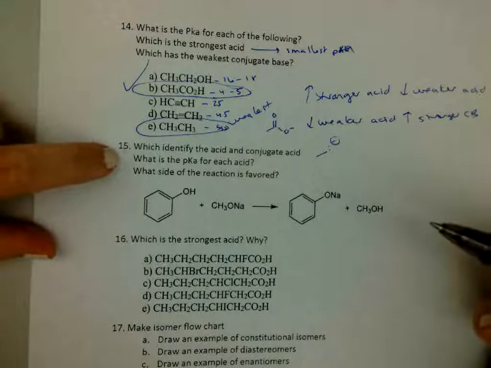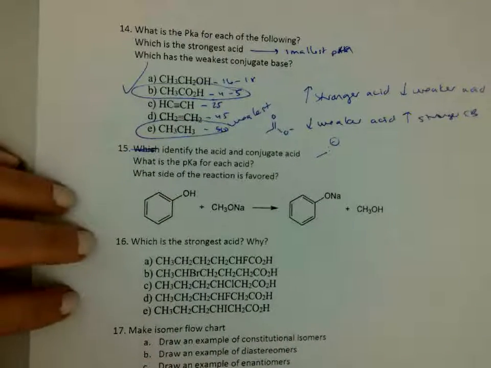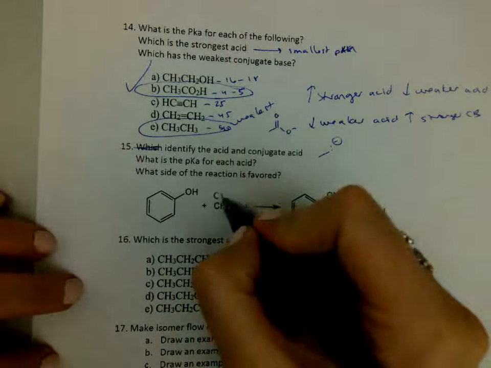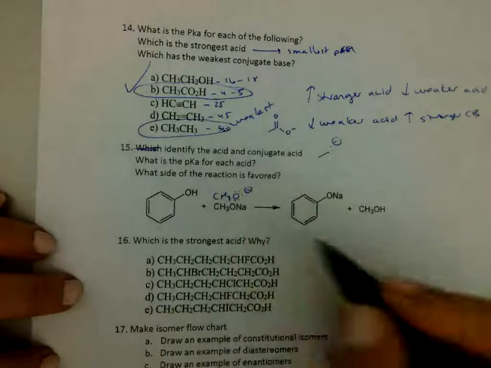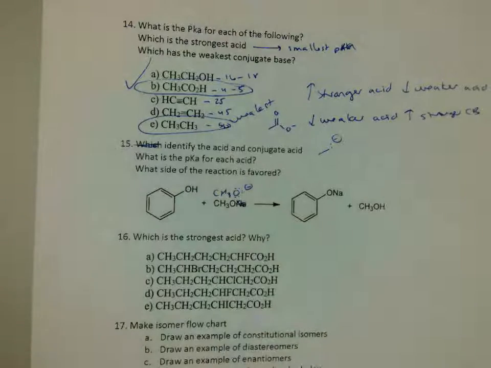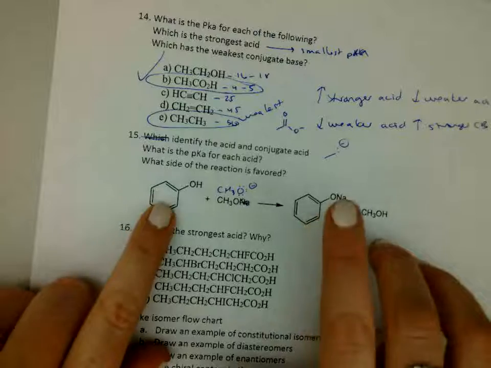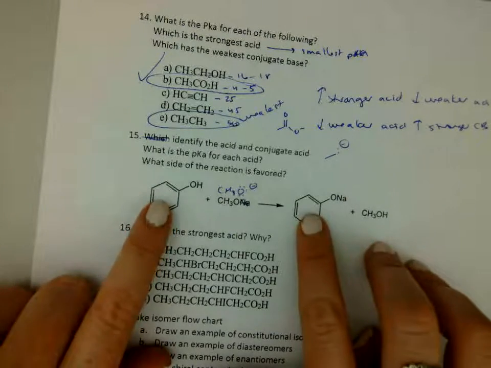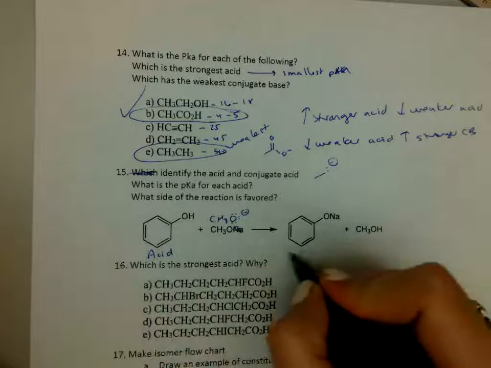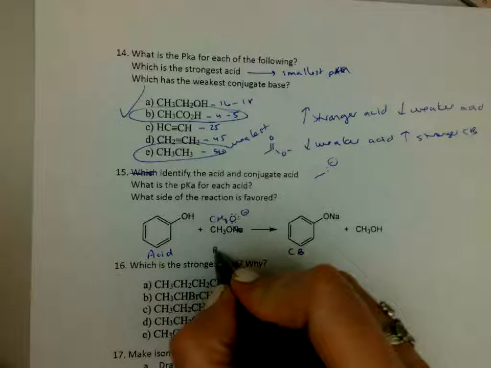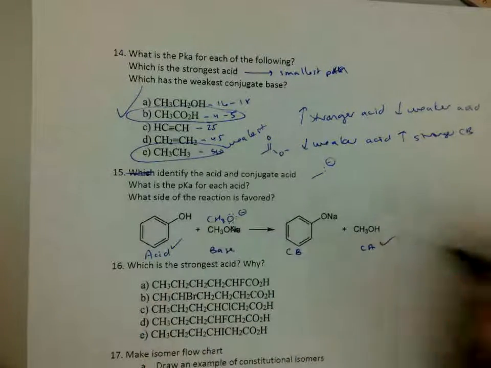Okay, now I think I just meant to say identify the acid and conjugate acid. Okay, well, typically if something's negatively charged, that's going to be your base. And if you have a positive counterion, then that's negatively charged. But also you can look at the transformation. So this benzene went from being OH to being O minus. So that tells me that this is the acid. And if this is the acid, this is the conjugate base. If this is then the base, this would be the conjugate acid. So there's the acid and there's the conjugate acid.